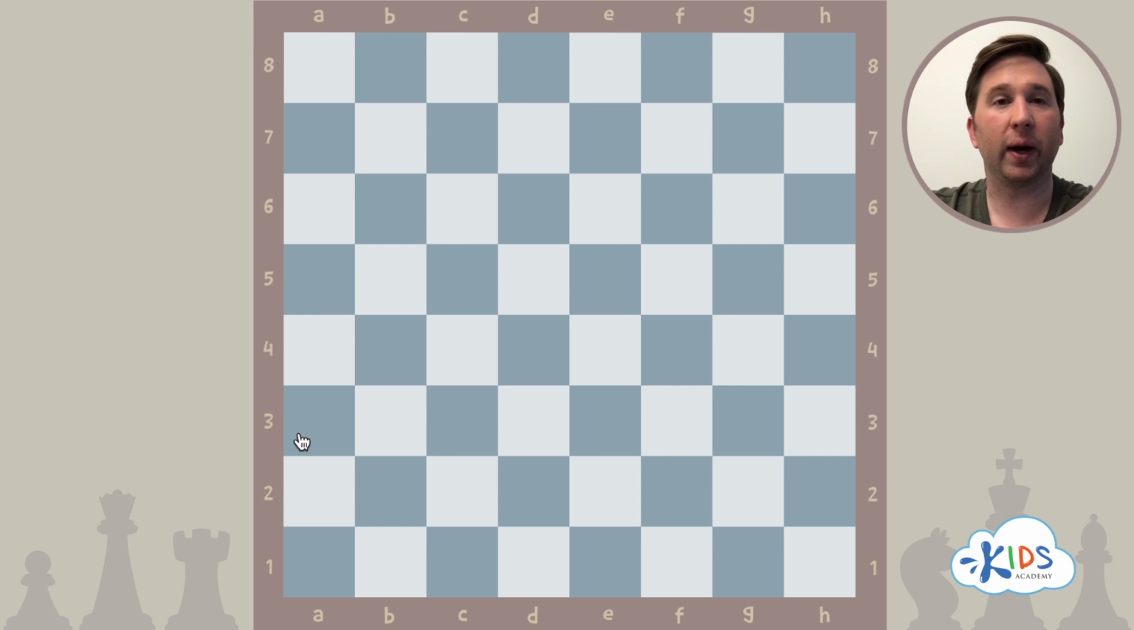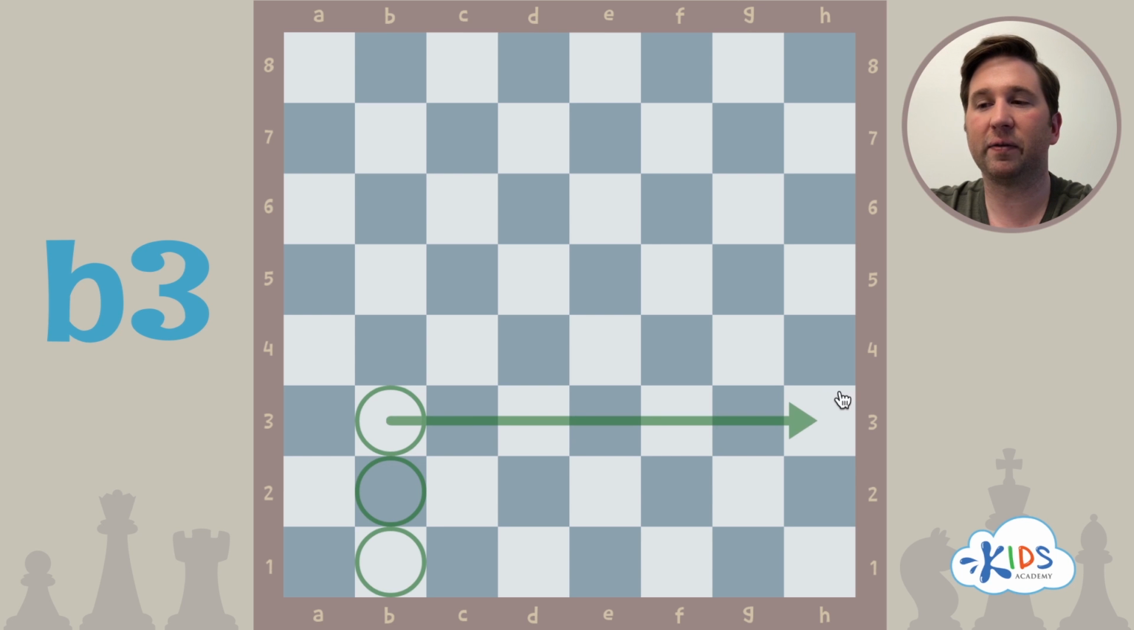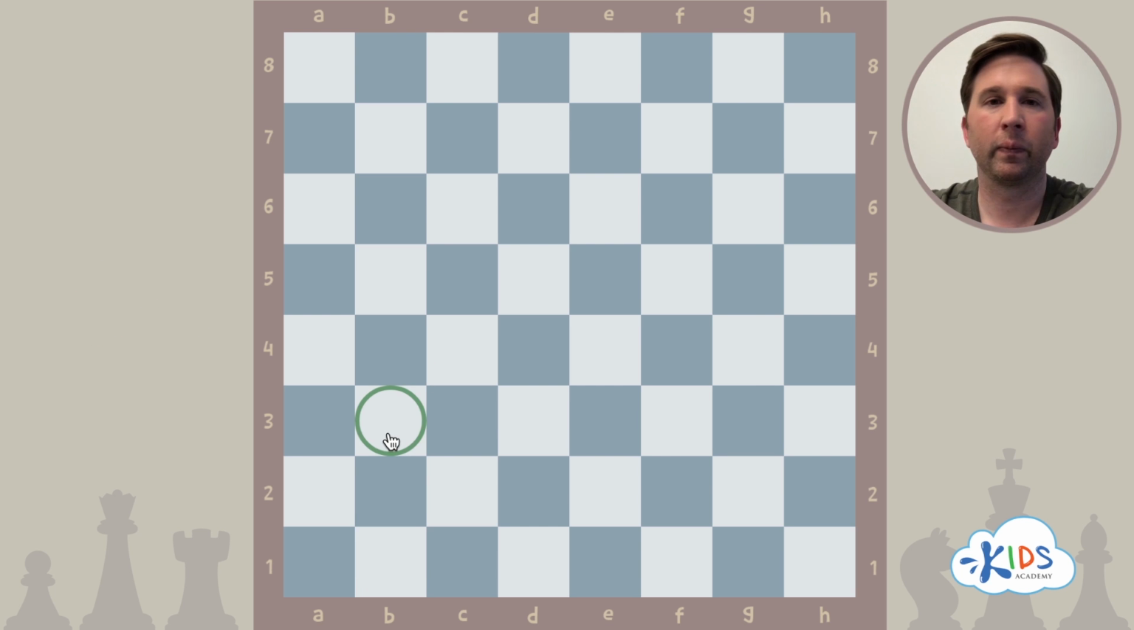Can you find the square B3? So look at your letters. Most chessboards will have the letters going across the bottom and numbers along the side. Find the B, and then you can either count up 3 from the white side, or look across and find the number 3 on the edge of the board. B3 is right here. It is a light square.